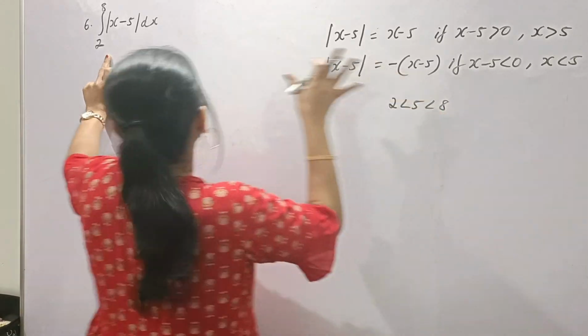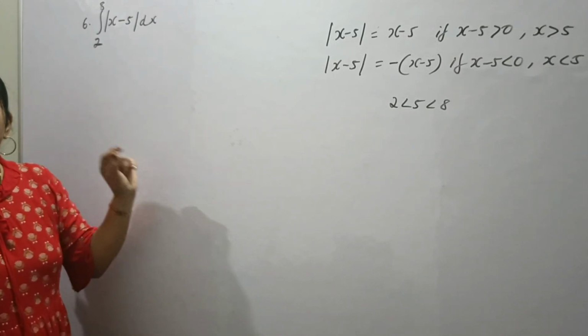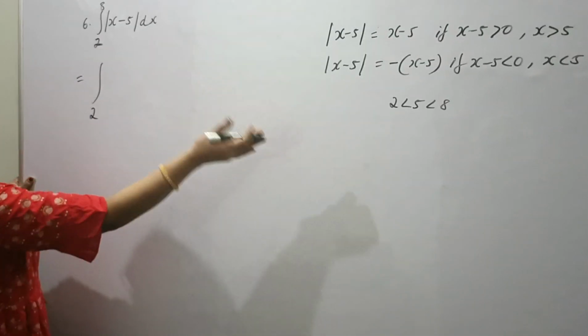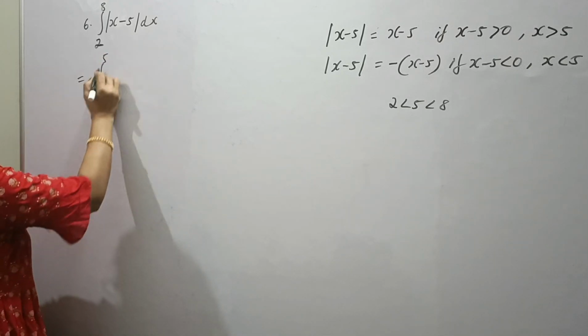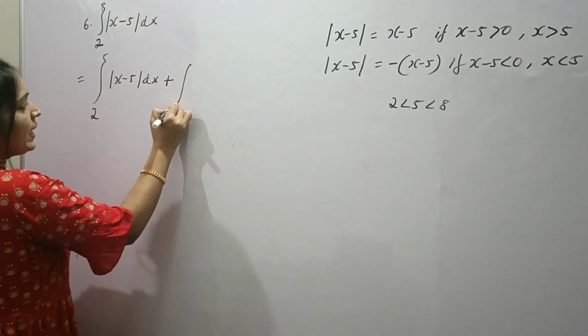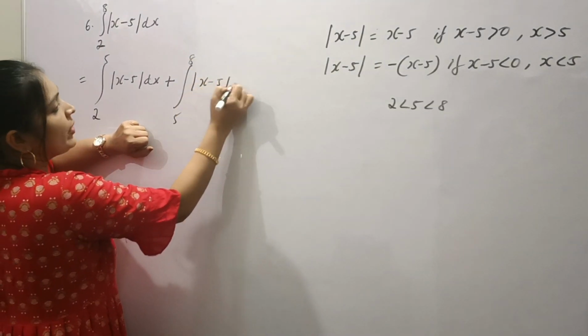So here we can write this integral. We will apply the property: integral a to b f of x dx is equal to integral a to c f of x dx plus integral c to b f of x dx. So this integral is equal to integral 2 to 5, here c is 5, modulus x minus 5 dx plus integral 5 to 8 modulus x minus 5 dx.